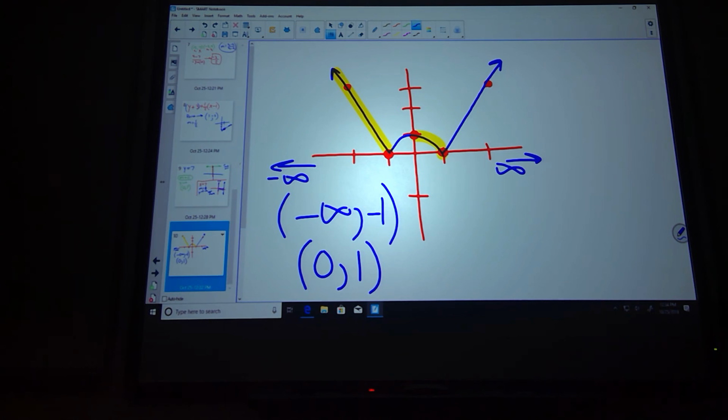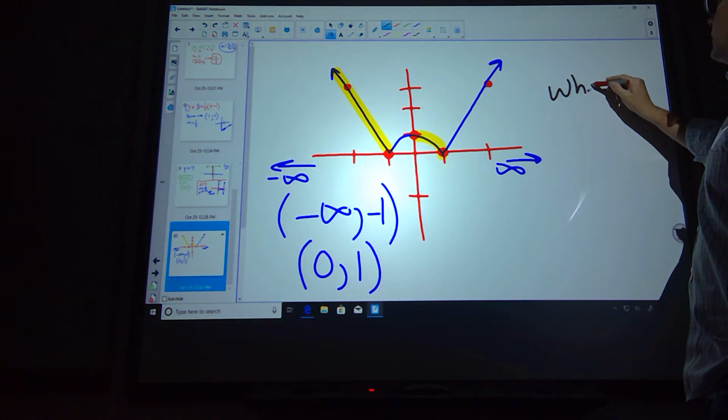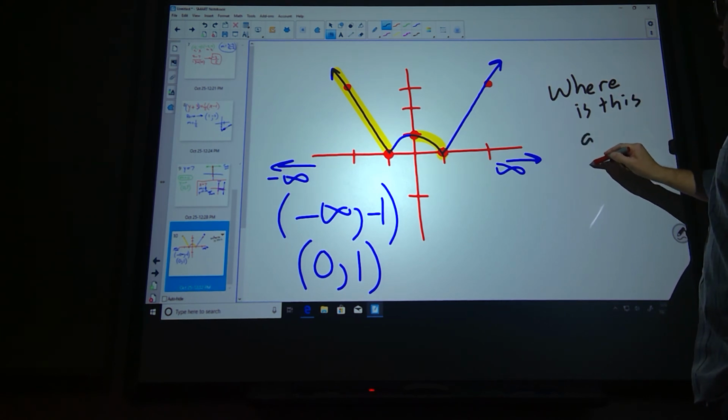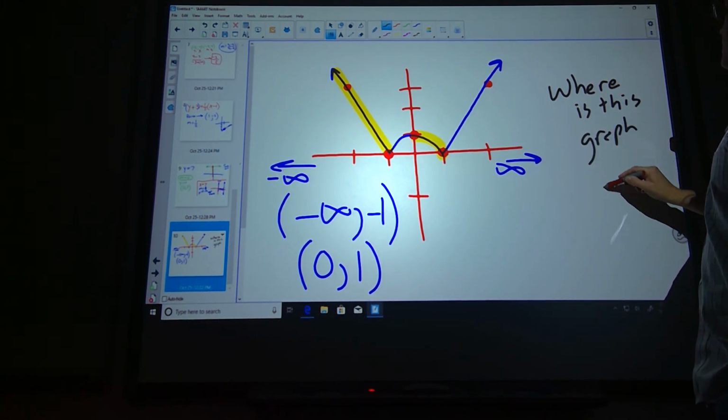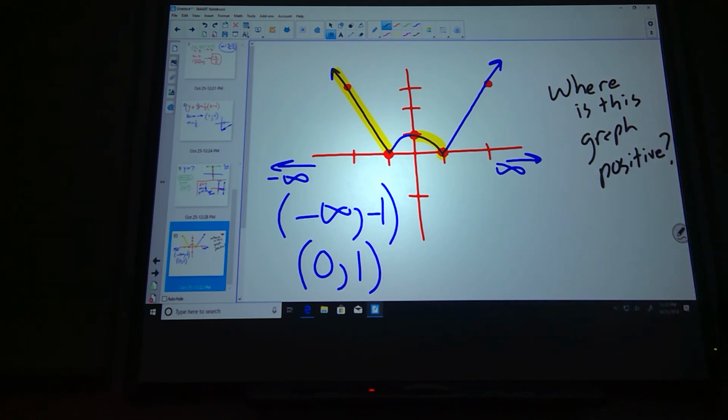All right, we good? Is this problem good? Yes. Now let's throw a little extra at this one. Where is this graph positive? What does that mean? The ones that are not marked yellow. What does it mean if it's positive? What is it above? It's above the x-axis.